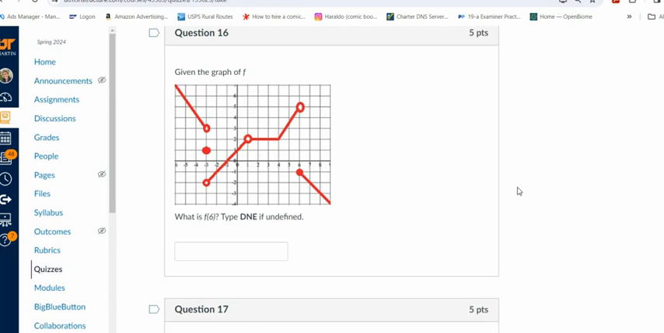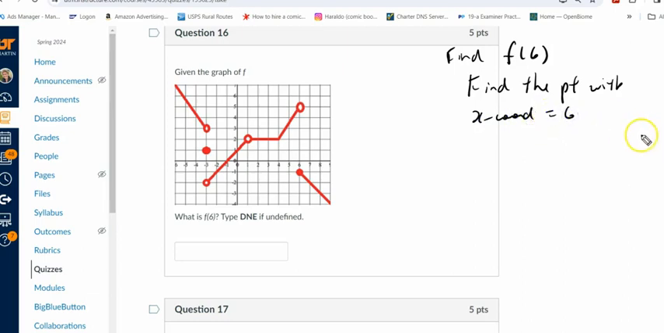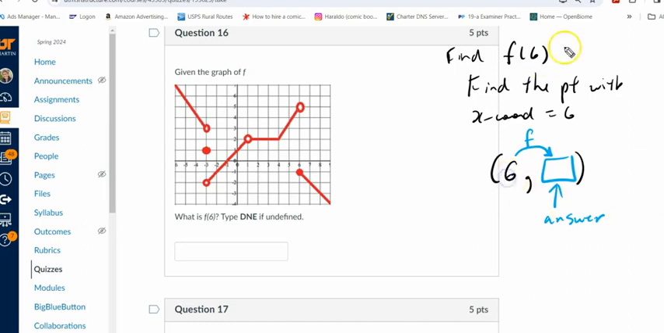For this one, first of all, I need to find the point with x coordinate equal to 6, if it exists, because I want to find f evaluated at 6. If you can find a point with x coordinate 6, f will map the x coordinate into the y coordinate, and the y coordinate will be the answer. If there is not a point with x coordinate 6, then it's not defined.